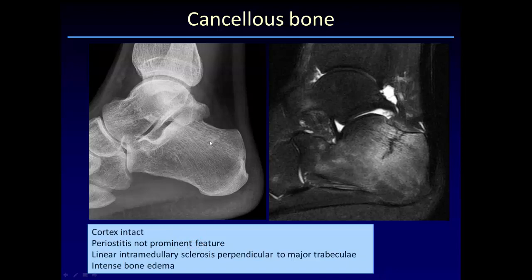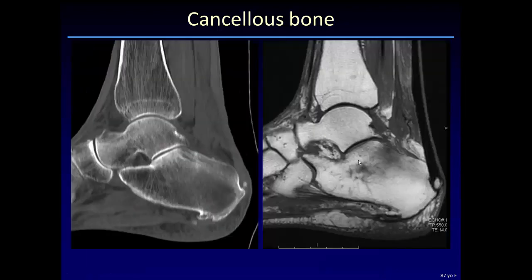So you don't expect to see periostitis. Early on we see very little. As the bone starts to respond, you will see some sclerosis, and the fracture line, both the band of sclerosis and the fracture line shown here on the MR, run perpendicular across the major axis of the weight-bearing trabeculae. On MR, we can also see bone marrow edema during this time.